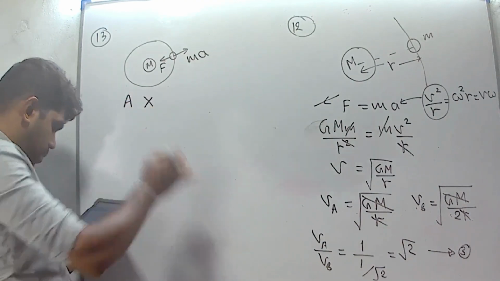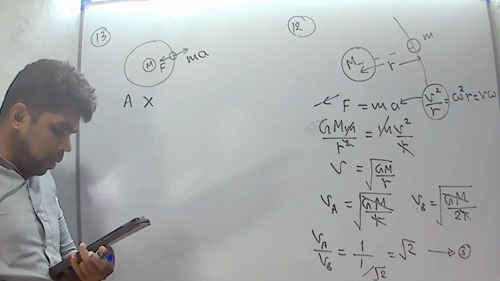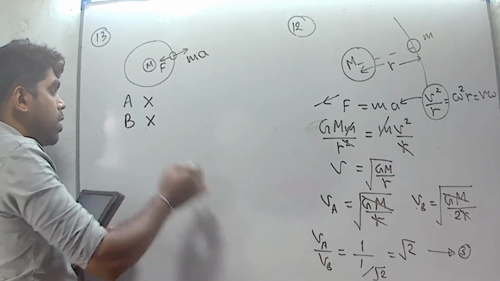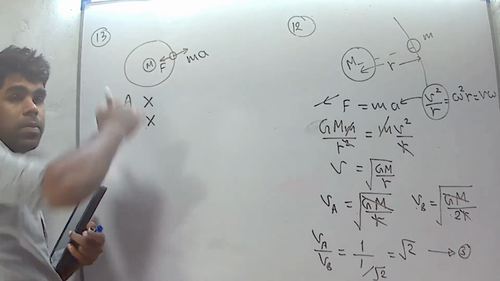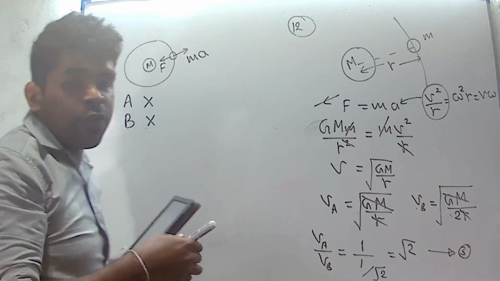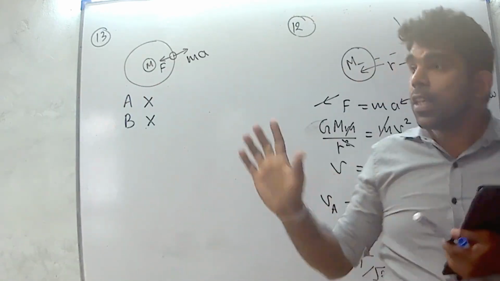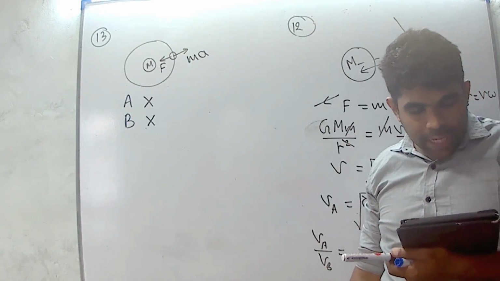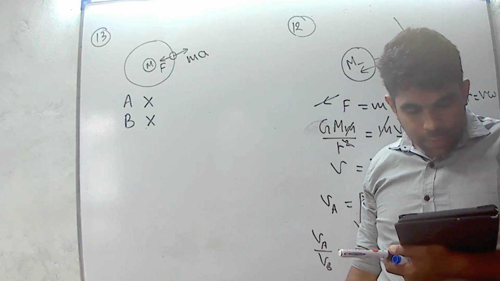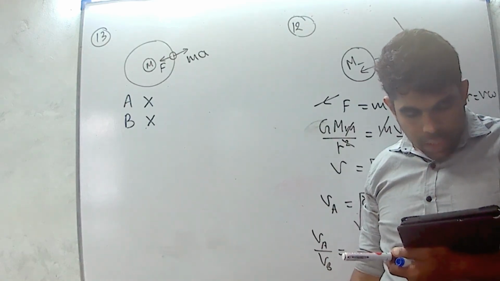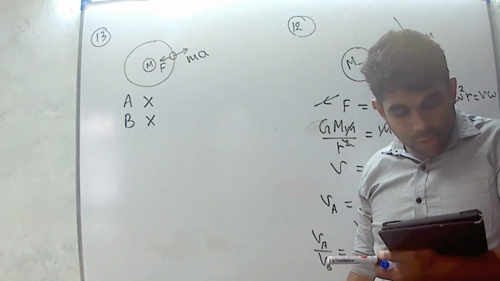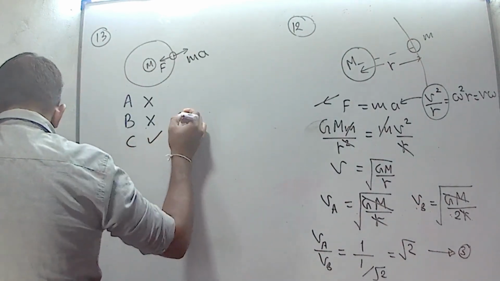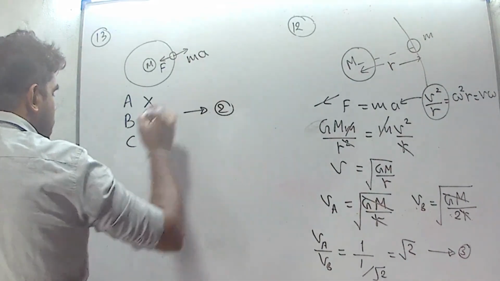B. Due to weightlessness, the momentum of a person moving inside the satellite is zero. Now it is also incorrect, because there is a velocity, a tangential velocity for the person, and therefore there is a momentum. Part C. Due to weightlessness, natural thermal convection currents cannot occur inside the satellite. Yes, C is true. Then only C is true. The answer is for question number 13.